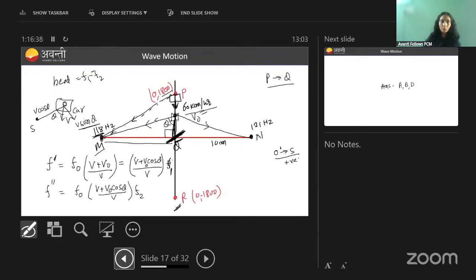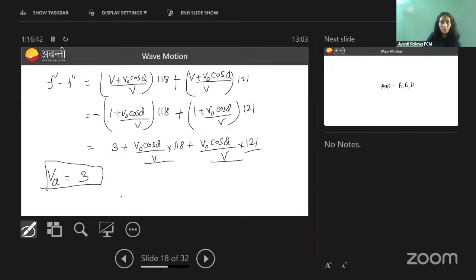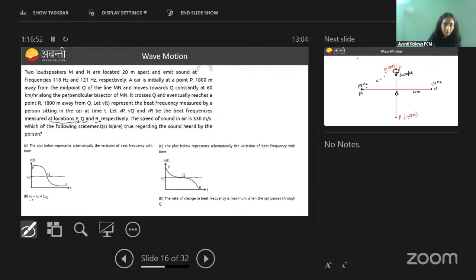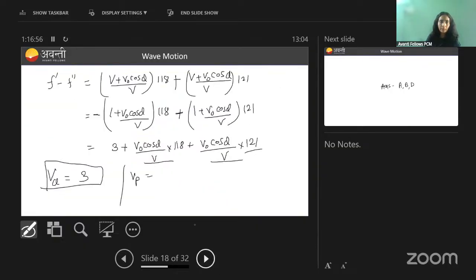And if we calculate VP, for VP we will be getting a certain value of angle. So let's not calculate it. Let's just compare, because we have to see whether VP plus VR is equal to 2VQ or not. So what is our VP? VP is this. You write VP like this: 3 plus V naught cos theta by V into 118 plus V naught cos theta by V into 121.